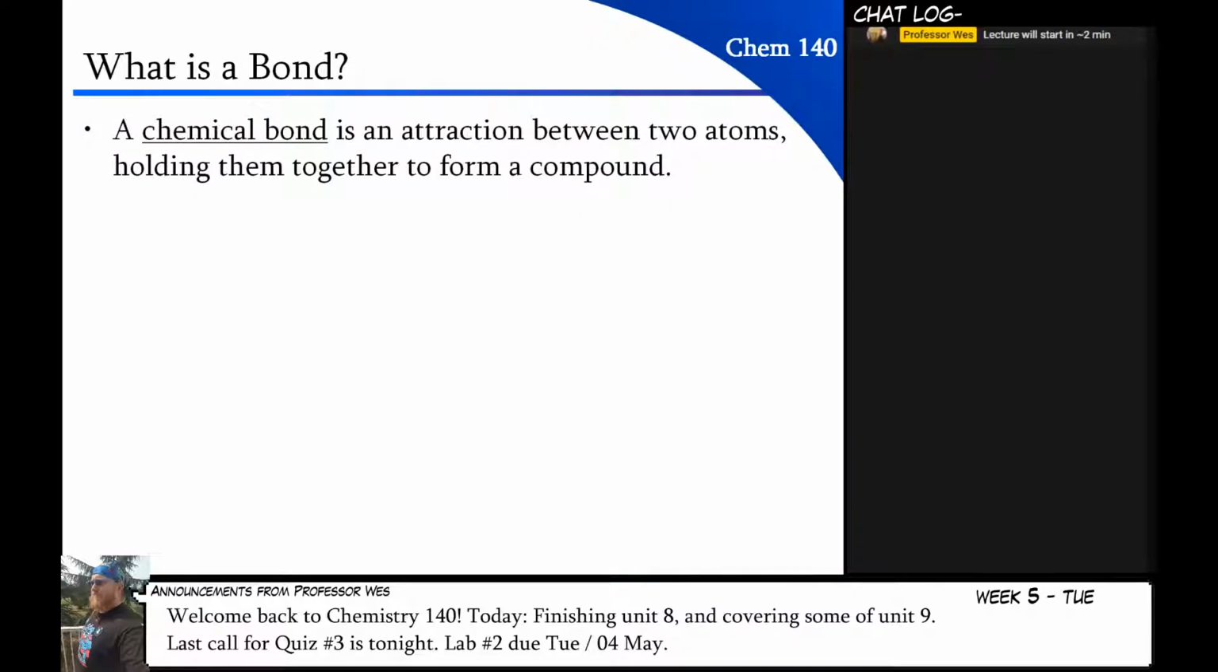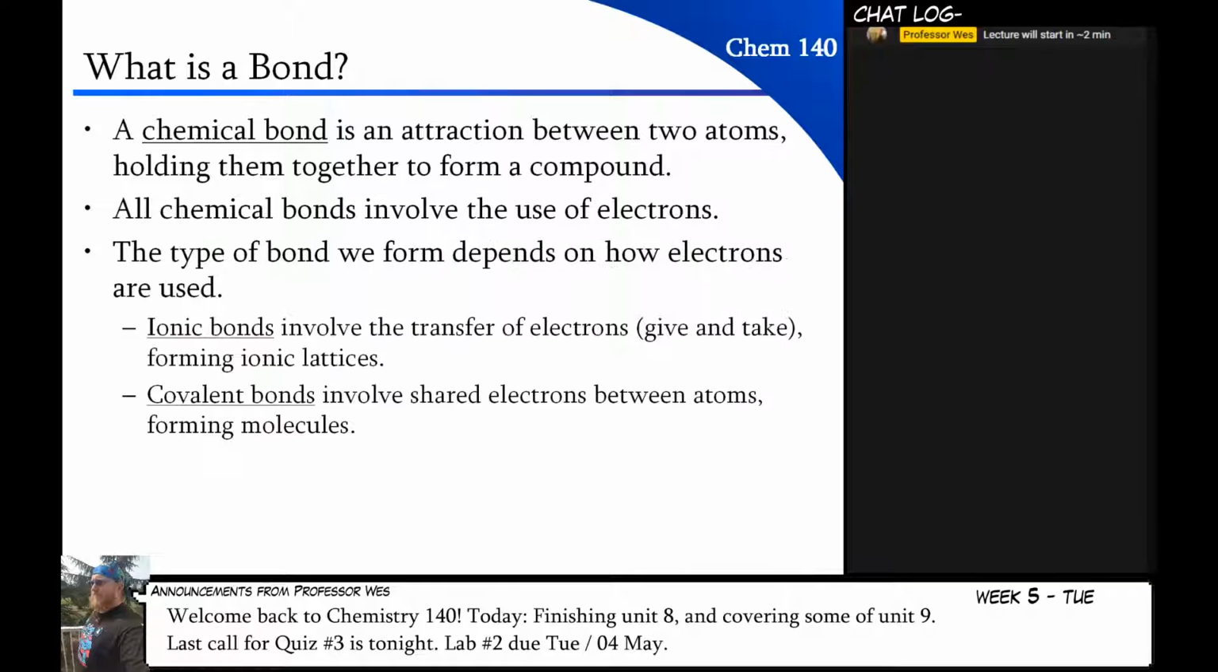All right, so we're going to start talking about bonding. A bond is some sort of force that holds two atoms together. Now, there are all sorts of different types of bonds that we will encounter. We're only going to really talk about two of them in this class. The first one is the ionic bond, which is what we're going to talk about in this unit. And then in Unit 10, we're going to talk about covalent bonds in a little bit more detail.